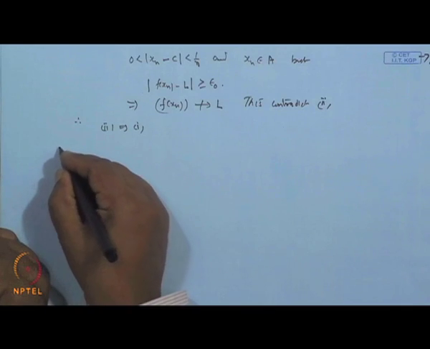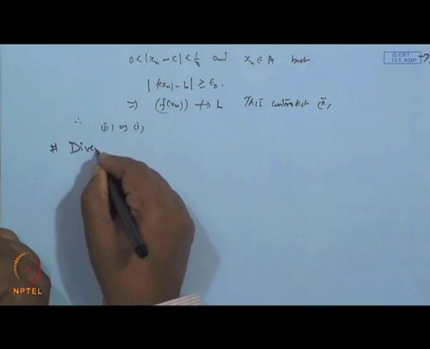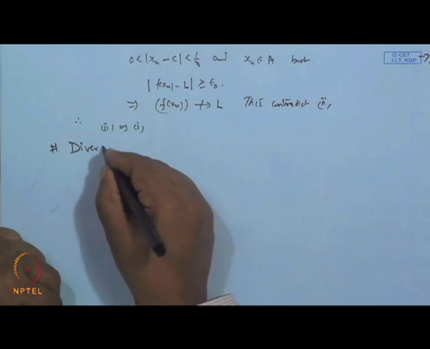Now, just like in a sequence, we have some criteria for the divergence of the sequence. In a similar way, here also we have a criteria for divergence of the limit: if the limit does not exist, what is the criteria for it. So, let us see the divergence criteria.